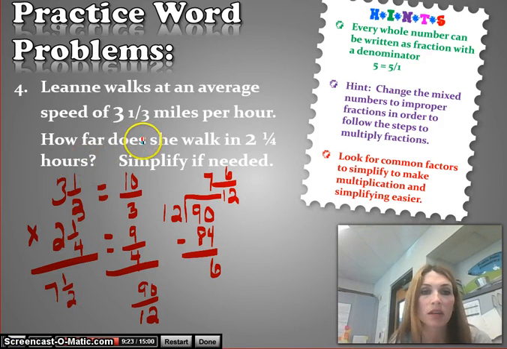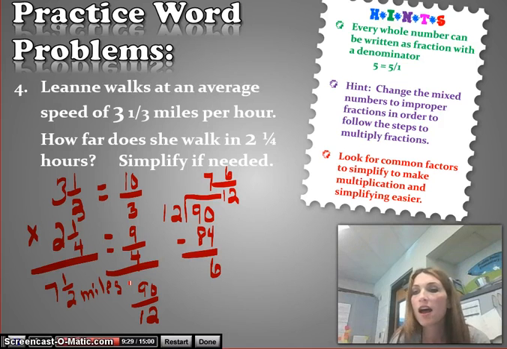And our label is going to be miles. Okay. If you got that, give yourself a pat on the back. Remember, it's always important to label those word problems.